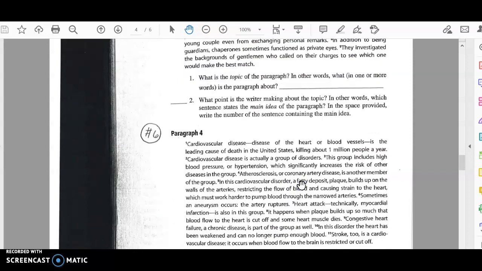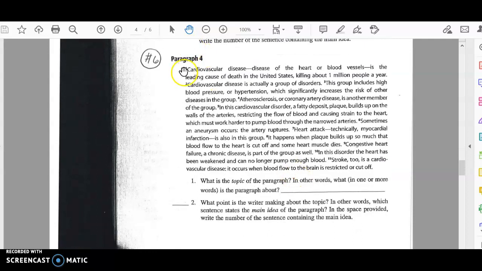And for number 6, for paragraph 4, our topic is cardiovascular disease. And for this one, our main idea actually isn't the first sentence. The first sentence is actually an introductory detail. Our main idea comes in the second sentence. If I can get this to highlight. Cardiovascular disease is actually a group of disorders. So sentence 2 would be our main idea here for this one.